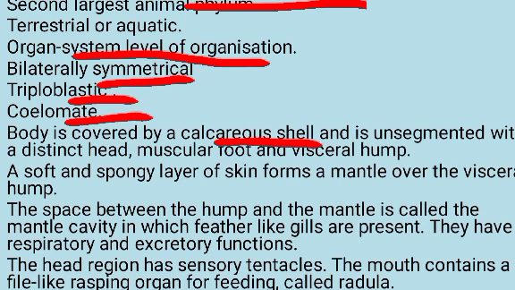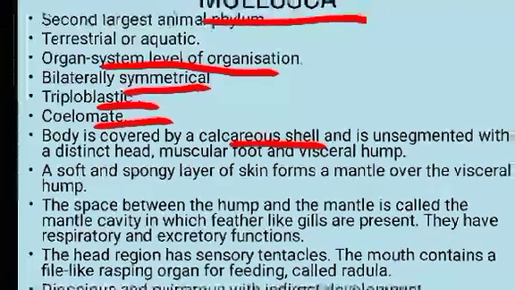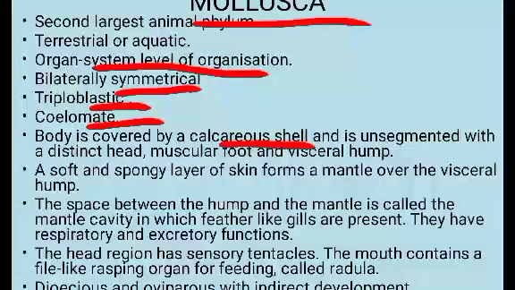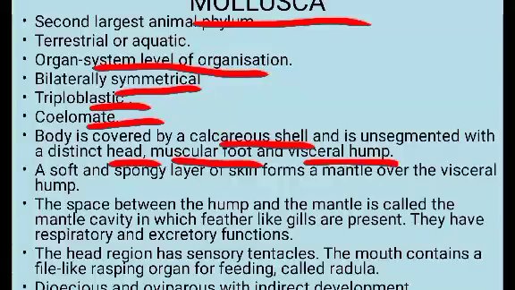So what are the three parts? We can say head, visceral hump and a muscular foot. Okay, so the body is divided into three parts. A distinct head is there, a muscular foot is there, and a visceral hump is there. Okay, so these are the three parts of the body.